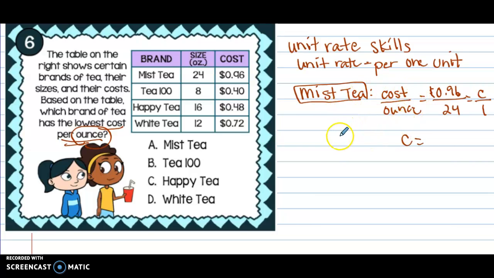So I'm not going to set up the rest of them, but on the rest of your scratch paper, you would label the tea you're working on, T100. The ratio is cost per ounce, and then they give us 40 cents for 8 ounces. What's the cost for 1? And then you have to do the other two to determine which one is the cheapest for 1 ounce of that brand of tea.